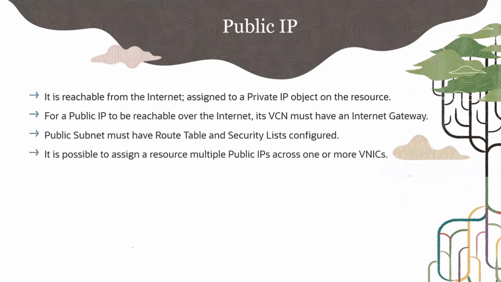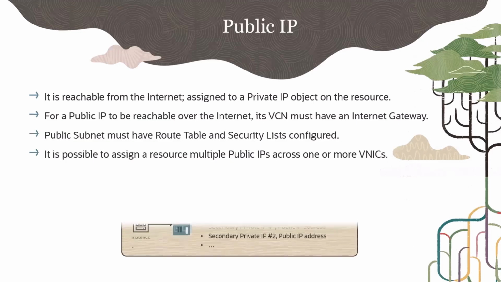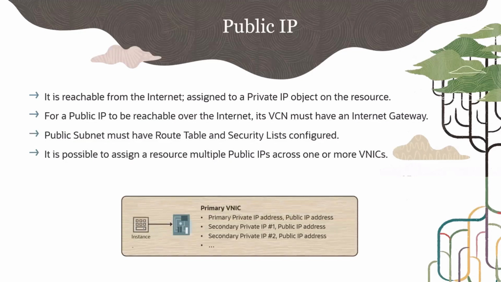And as we have seen in the whiteboarding, each resource can have multiple public IP addresses because there can be one VNIC or there can be more than one VNIC. Every VNIC is going to have one primary private IP address and up to 32 secondary private IP addresses, and each of these private IP addresses can have a public IP address.